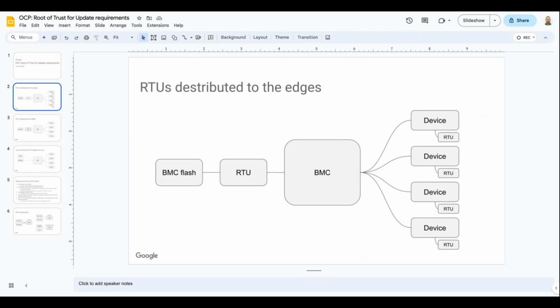Would it be possible to have the RTU as part of the flash? Maybe it's a dumb question, but there are classes of flash devices now that have microcontrollers and have the ability to do root of trust and other capabilities, secure element capabilities. I'm just curious. I don't think that's a dumb question.